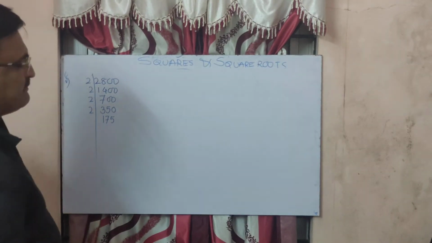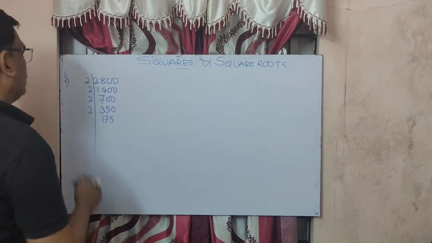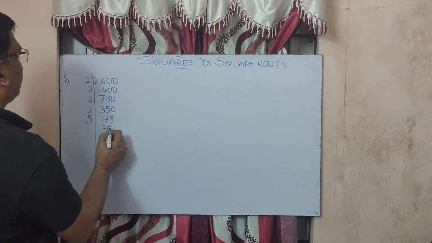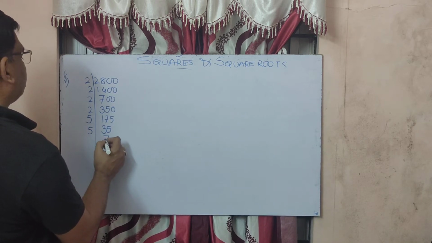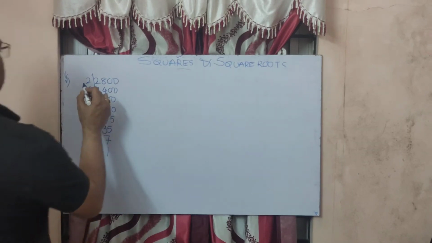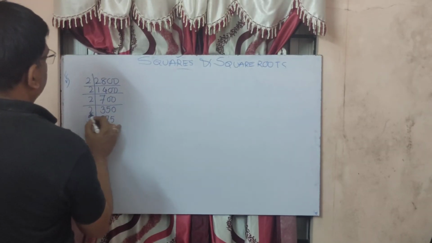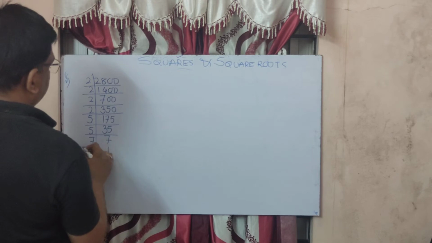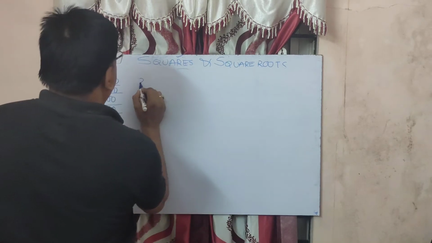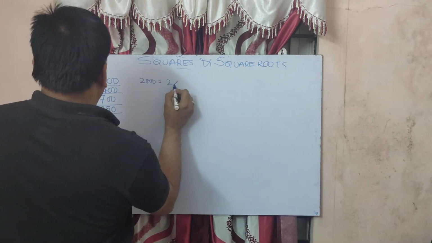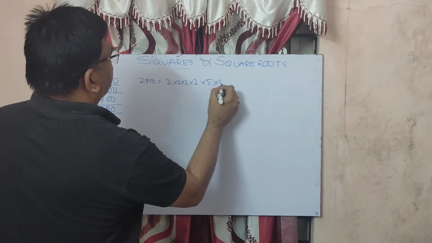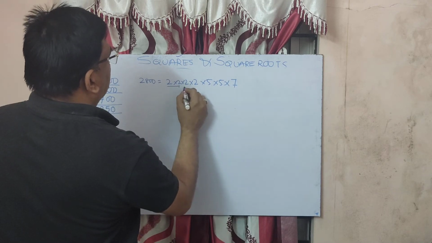So now the last number is 5. So this cannot be divided by 2. The 5 can be divided by 5 only. 5 threes are 15, 2 remaining, 5 fives are 25. Again 5 sevens are 35, 7 ones are 7. So these are the factors. All these numbers are prime factors, that you have to remember. Therefore, the factors of 2800 are 2 into 2 into 2 into 2, 4 times, and 5 2 times, and 7 1 time. So pairing now.